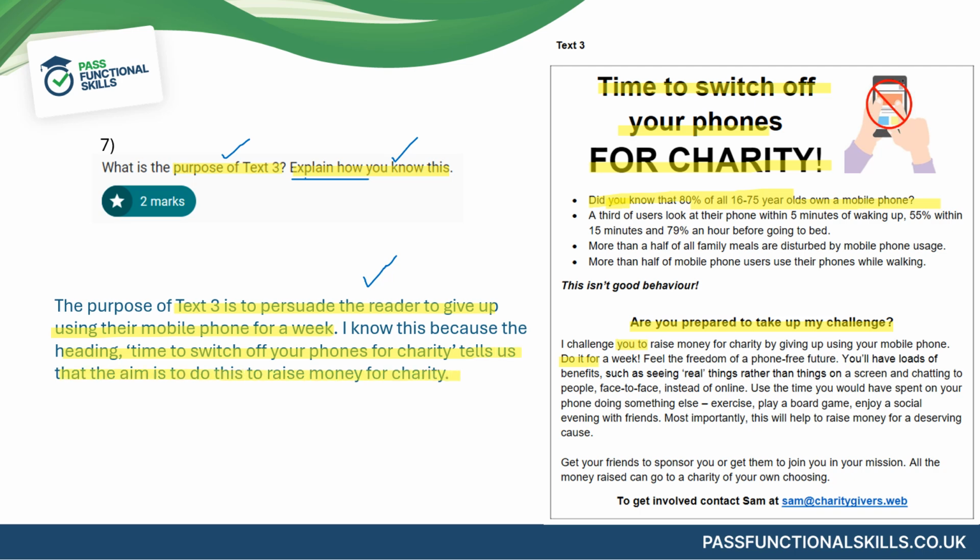Remember, if a text is trying to convince you or encourage you to do something, then it's always going to be a persuasive text. Don't get confused just because we've got lots of facts here. That does not necessarily mean that a text is trying to inform us. We've got to think about the overall purpose. And although we do have some facts here that are giving us information, the overall purpose is to get us to do something, to switch off our phones for charity.